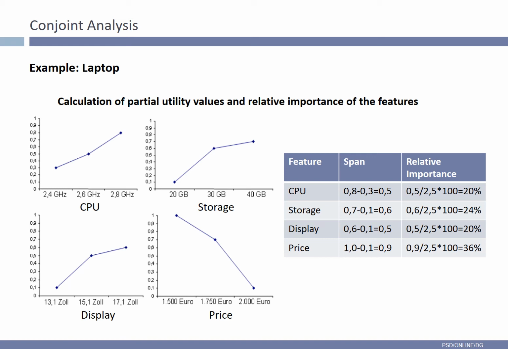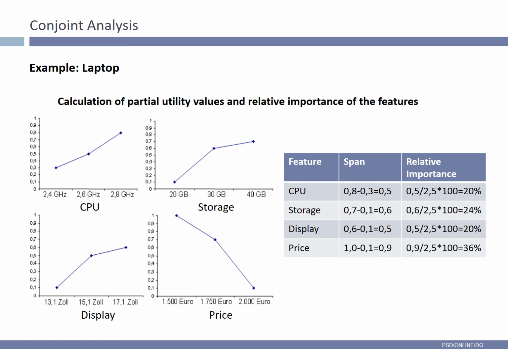Then you see what is the relative importance of this 0.5 of the CPU compared to the sum of all spans of 2.5, and then you end up with 20%. So in simple terms, the bigger the span within a feature and its attributes in the utility, the higher the importance naturally gets.